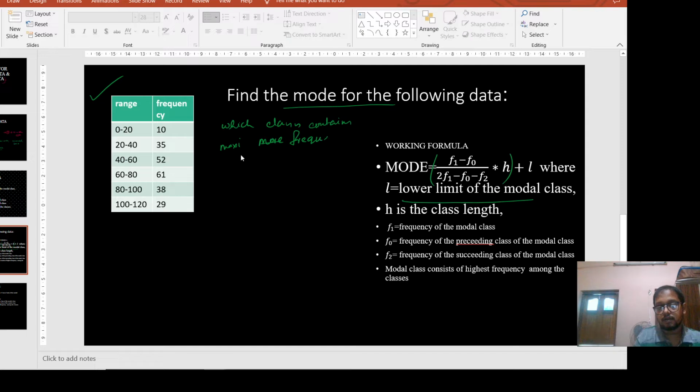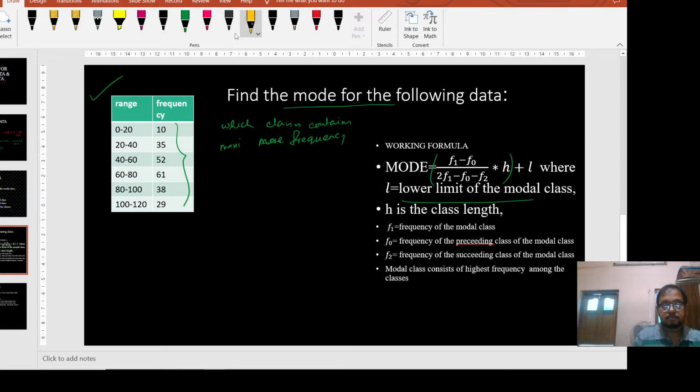Maximum frequency. See here that in this series 61 is the highest frequency. So I can say here that this is the modal class. And here L is the lower limit of the modal class. So here the lower limit is 60, so we can write that L is equal to 60.